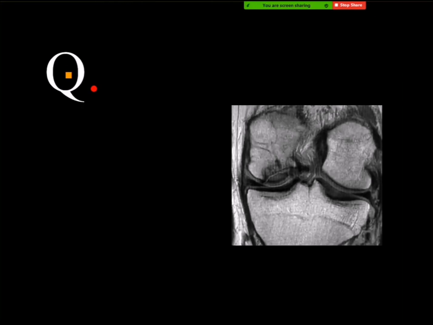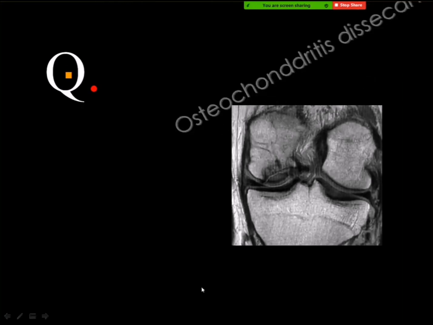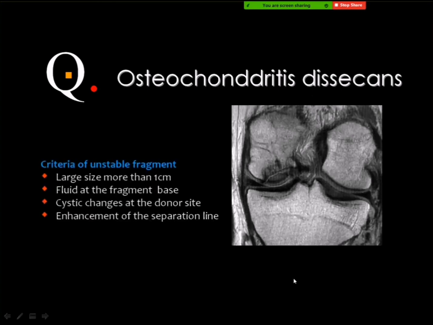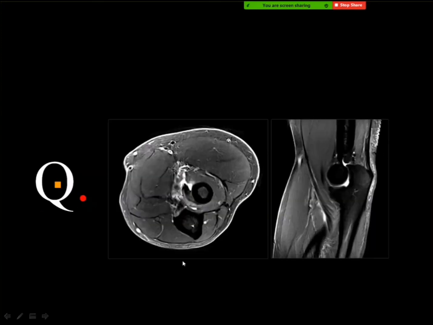What do you think? Osteochondritis dissecans. Yes, very good. And this is osteochondritis dissecans of the medial femoral condyle. This is the medial femoral condyle because of the posterior cruciate ligament, and these are the signs of an unstable fragment.